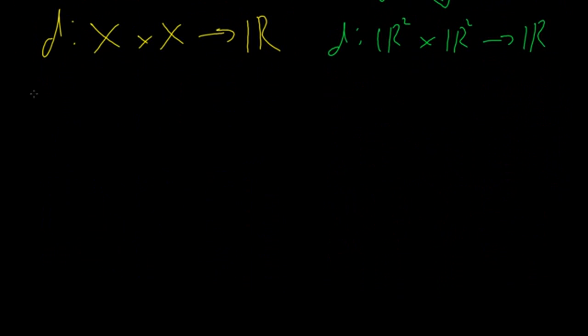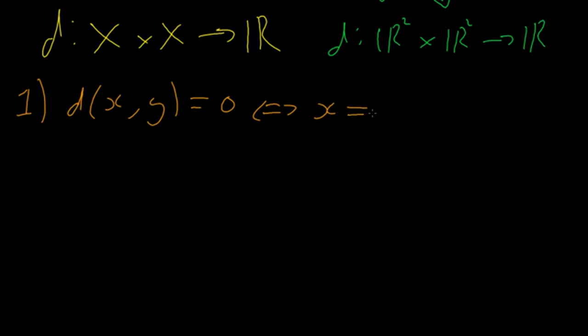So let's just write down some of the conditions we want to impose on our general definition of a metric. Let's call this number 1. We want that the distance between 2 points is 0 if and only if they are the same point.